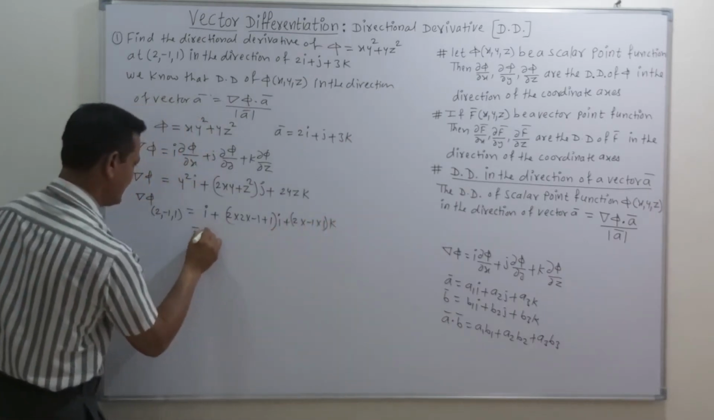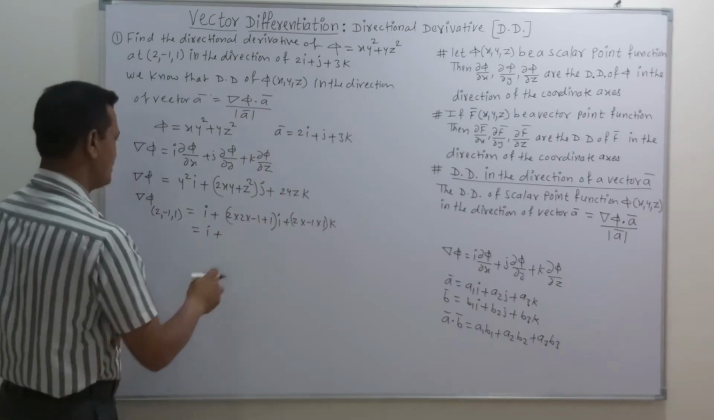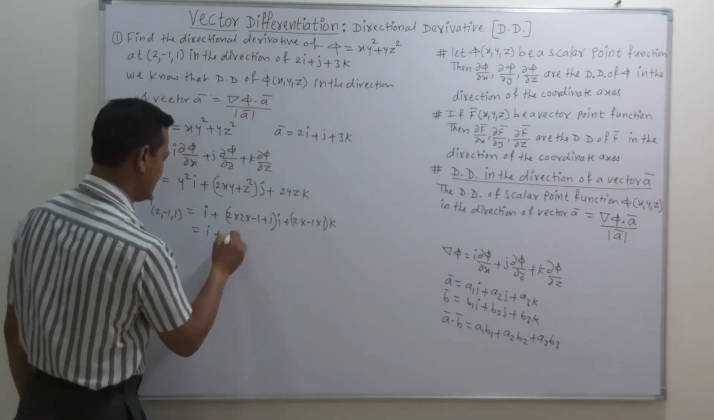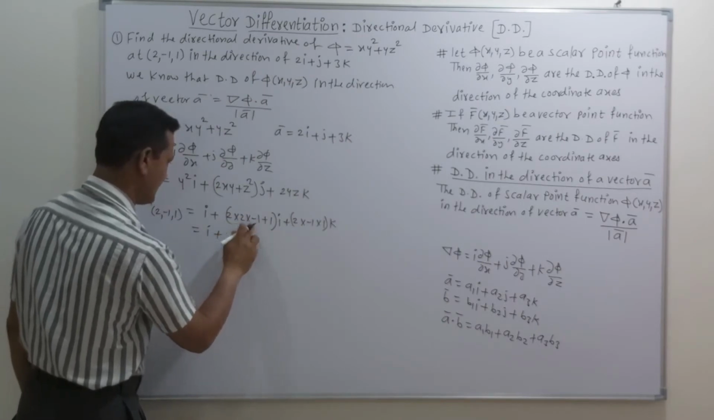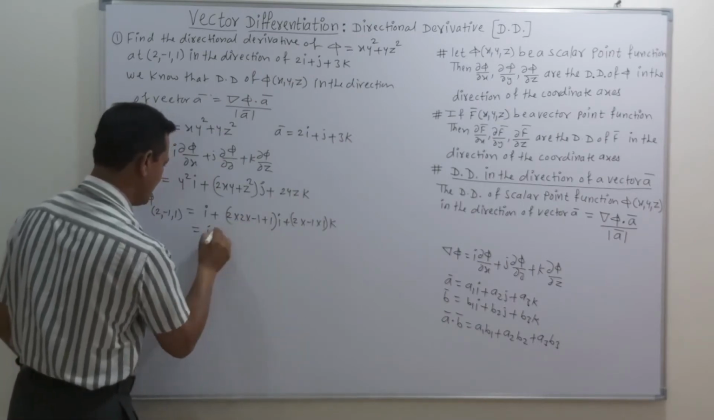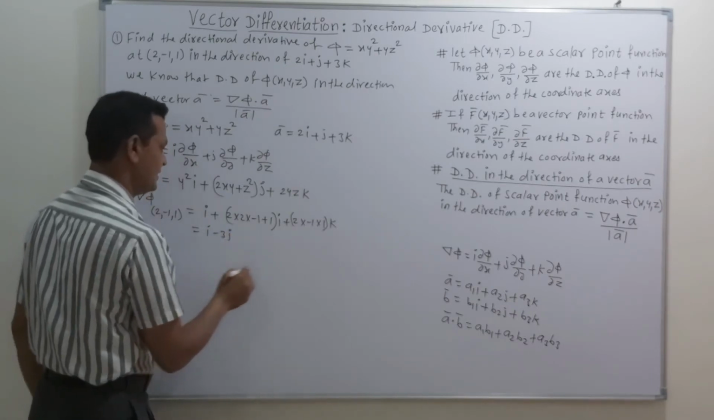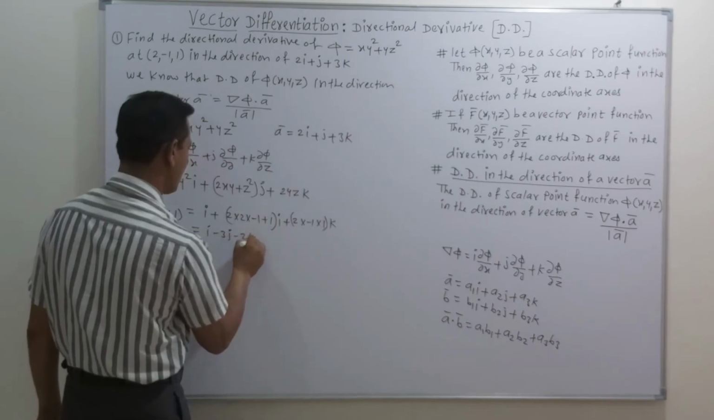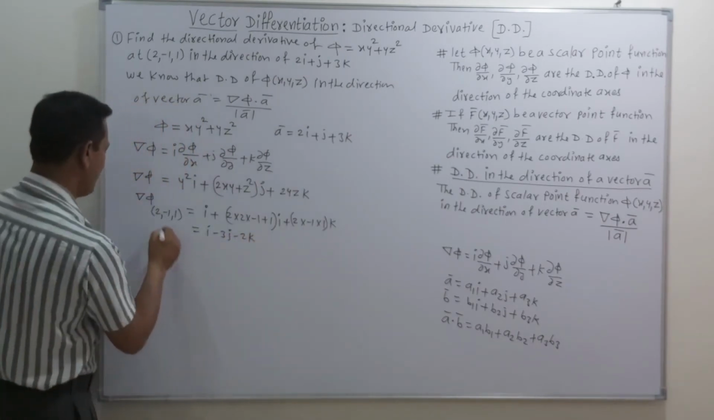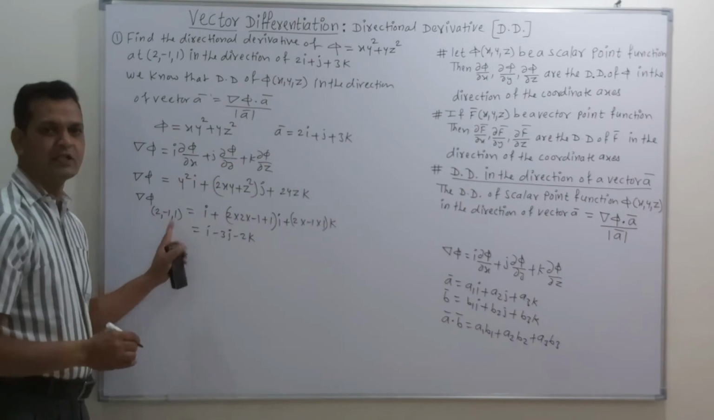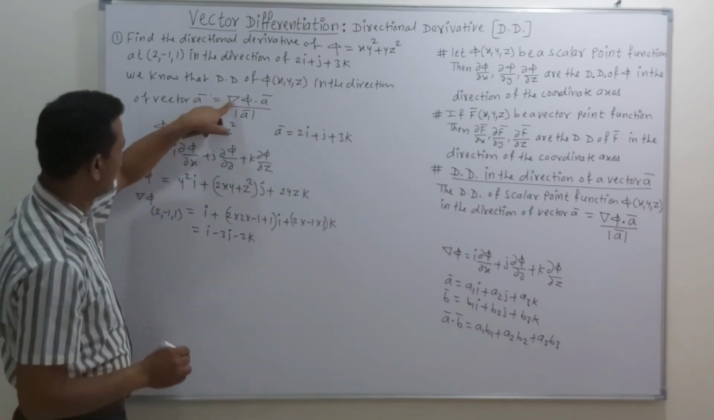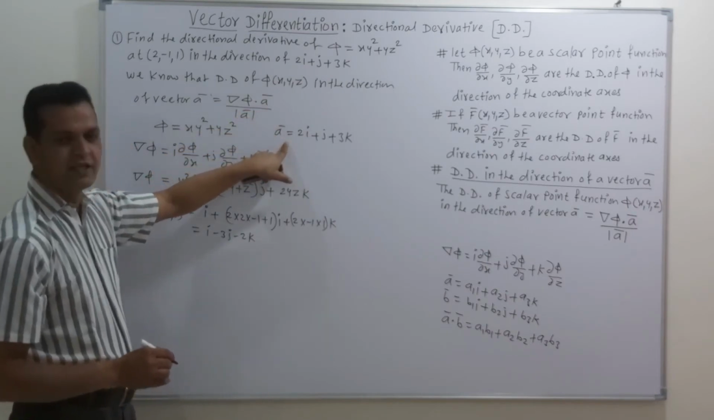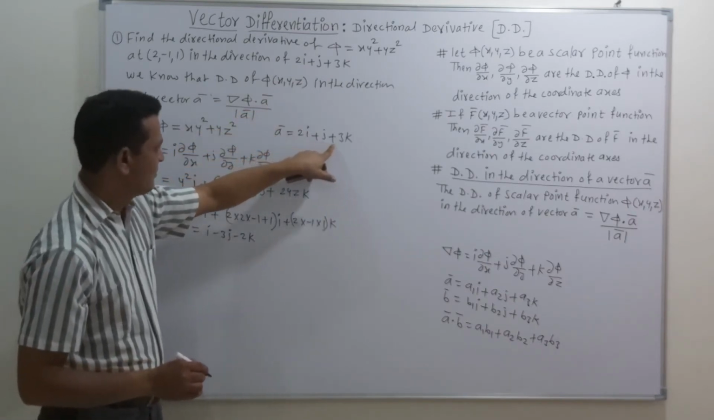If we simplify this, we get i plus, 2 into minus 1 is minus 2, plus 1, that means this is minus 3. So we can write this as minus 3j. Then this is again minus 2, so we can write this as minus 2k. So this is the value of gradient of phi at the point 2, minus 1 and 1. So we found the term del phi. Now the next thing is to find the vector a bar. So a bar is already given here, which is 2i plus j plus 3k.